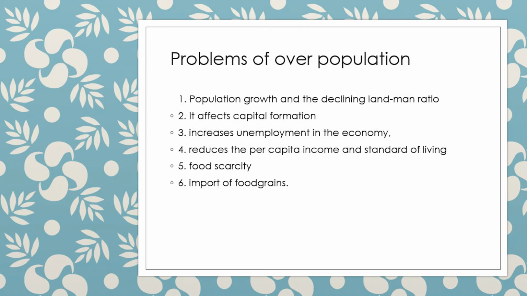Now let's discuss a few problems of overpopulation. Population growth and the declining man ratio. It affects capital formation. It increases unemployment in the economy. It also reduces per capita income and standard of living. Other problems are food scarcity and import of food grains.